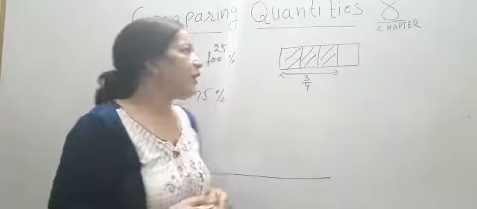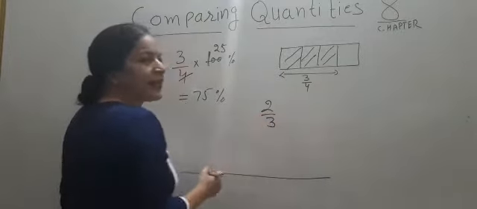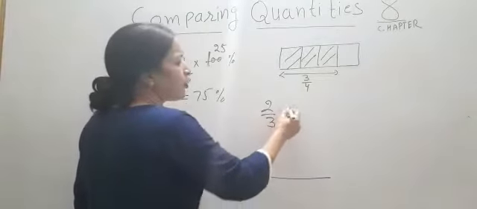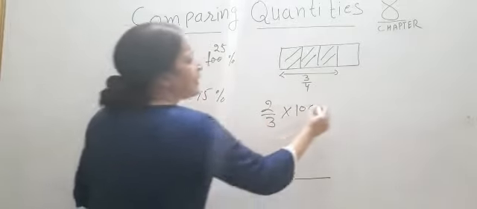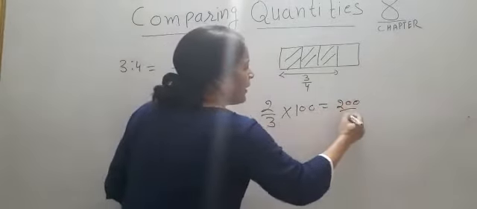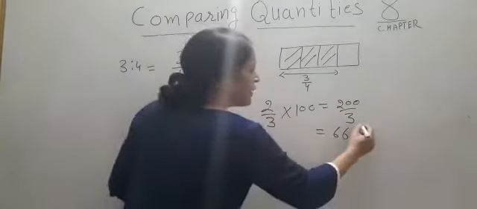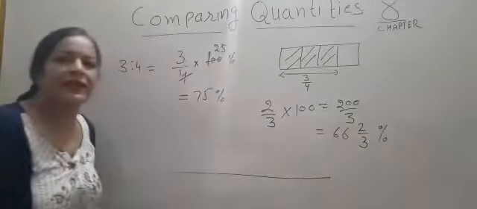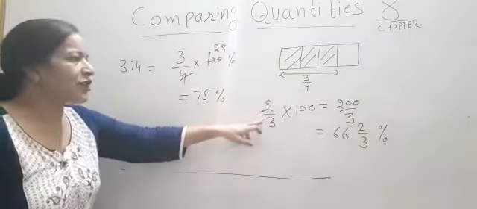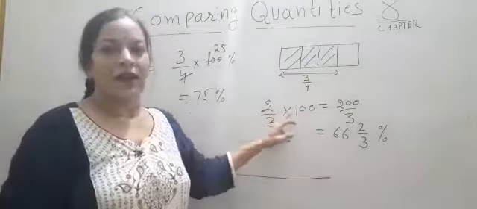Similarly, if you have to convert 2:3 to percentage, how will you convert? 2/3 into 100. Multiply simply by 100. So it's 200/3, which means 3 sixes are 18, 2, 3 sixes are 18, 2, 66 and 2/3%. When you have to change a fraction into percent, simply multiply it with 100.